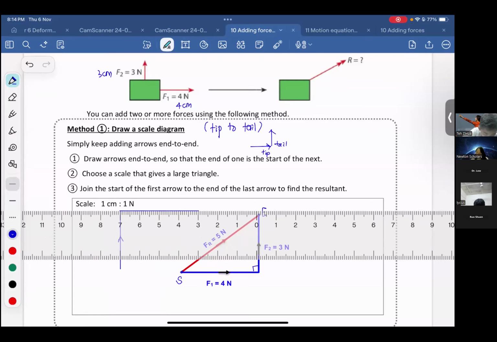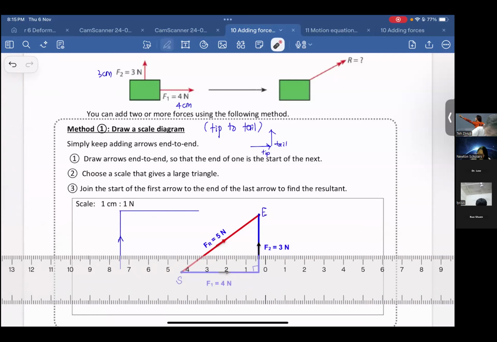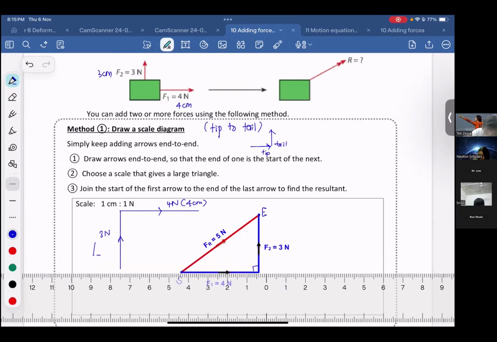Something like this. You know how to use your ruler, even though you don't use a protractor, you can also draw your 90 degrees. You see how I put my ruler and my scale, my line. You see my ruler scale is parallel, or in line. So this confirms it is 90 degrees. Then after that, we draw this. This one is 4 Newton, which is 4 cm to represent it. This one is 3 Newton, which I draw as 3 cm to represent it.